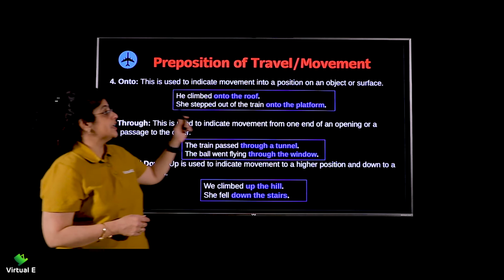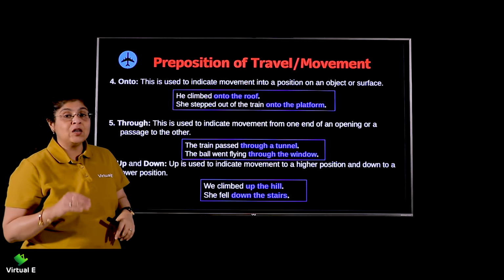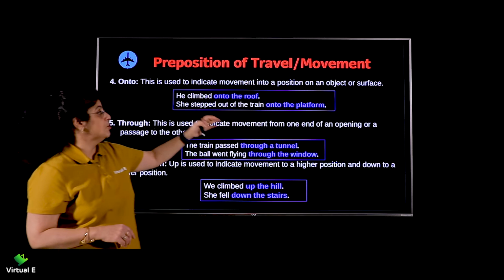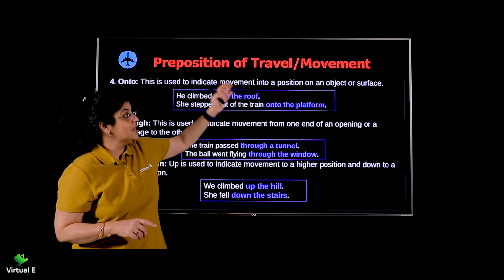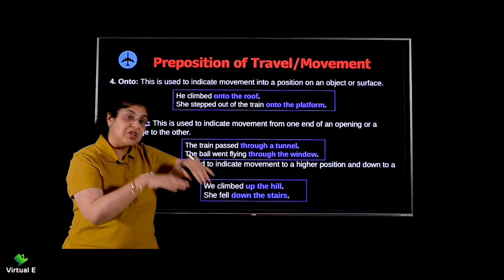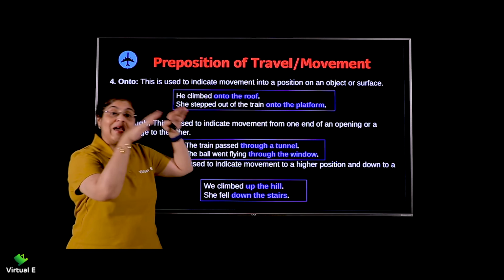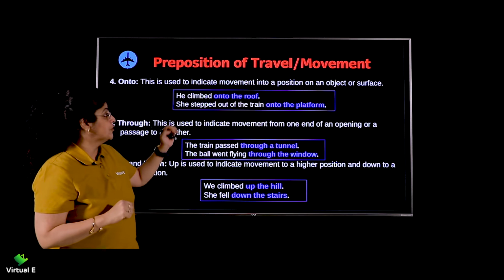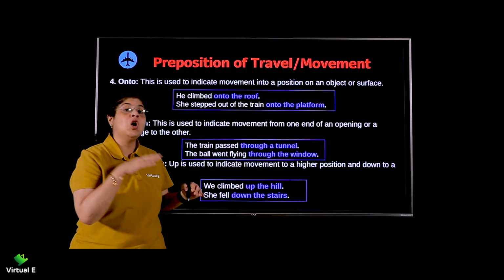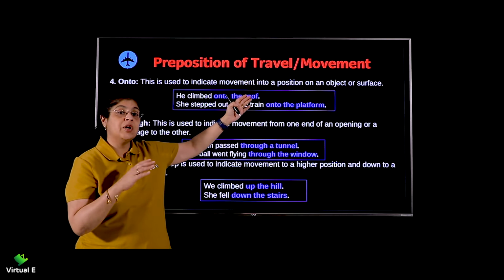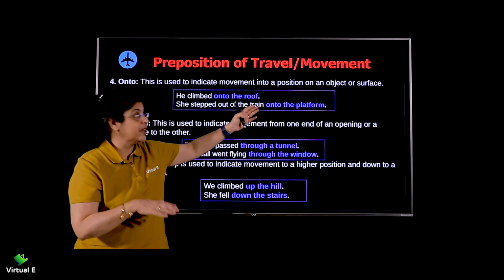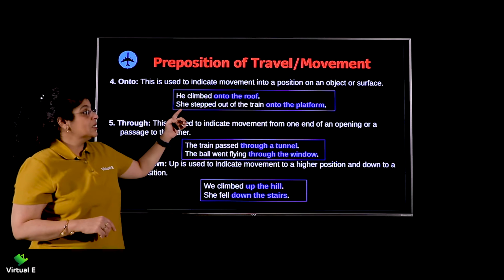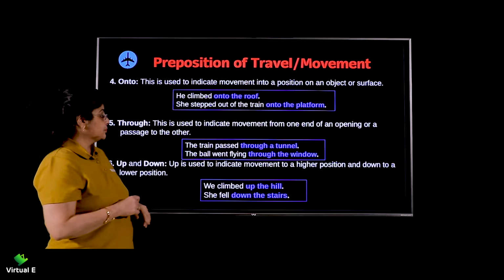Onto. This is used to indicate movement into a position on an object or a surface. That means he climbed onto the roof. It is movement into a position on an object. You are getting onto something. He climbed onto the roof. There is movement. He went there and he went onto the roof. She stepped out of the train onto the platform. You are showing a particular position on an object or surface. Platform, yeah, that's the surface. So this is how you talk of onto.